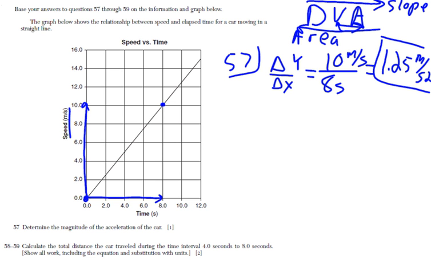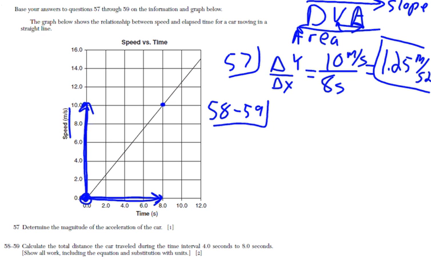Now you could have gotten the same answer by doing acceleration is change in velocity over time. Notice that the change in velocity would be the same. It goes from 0 to 10, and the time would also be the same, from 0 seconds to 8 seconds. And so both ways you'll get the same answer and full credit. Now, let's look at 58, 59.